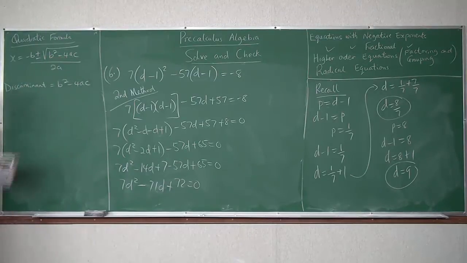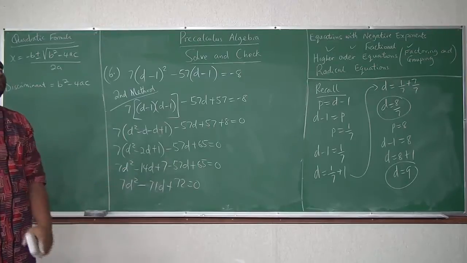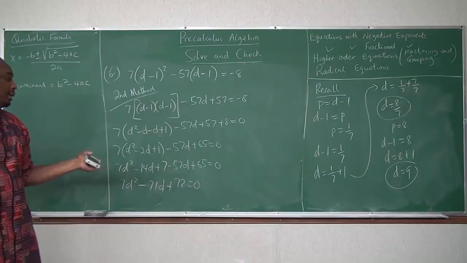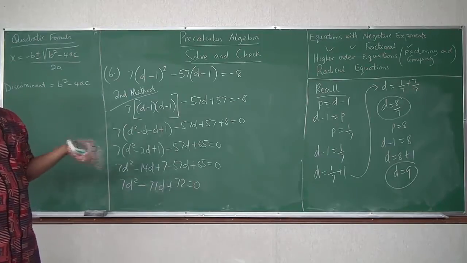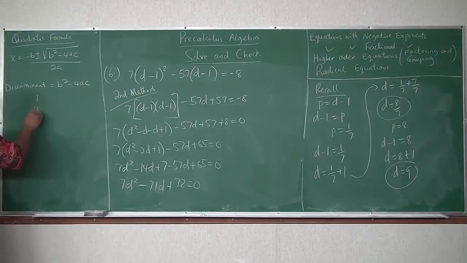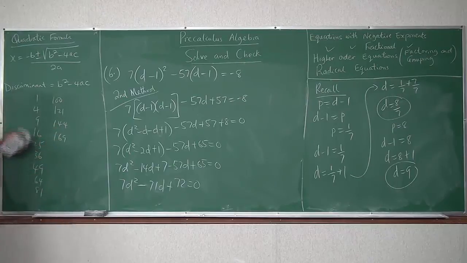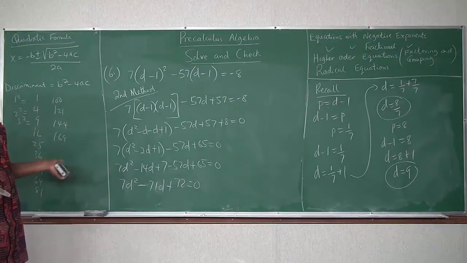If this is a perfect square, that means you can solve it by factoring. If the discriminant is zero, you can also solve it by factoring, but it will have a repeated root. What do I mean by perfect squares? You have 1, 4, 9, 16, 25, 36, 49, 64, 81, 100, 121, 144, 169. Do you understand what I'm talking about? 1 squared, 2 squared, 3 squared, these are what we call perfect squares. So if you do this now, I had to get a calculator, to save time.